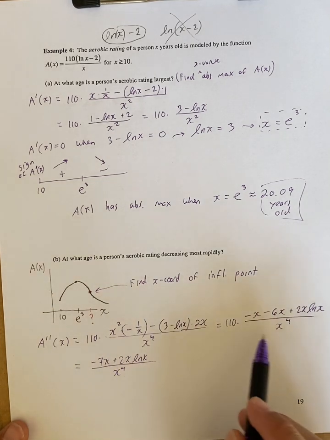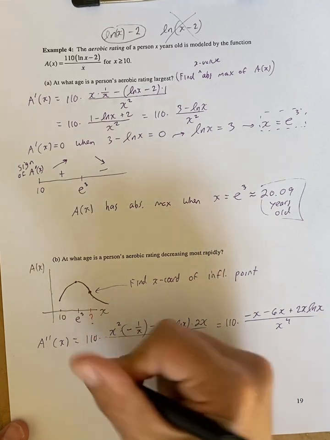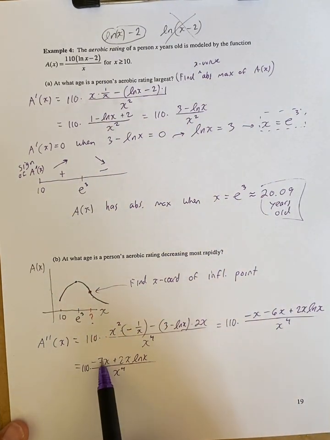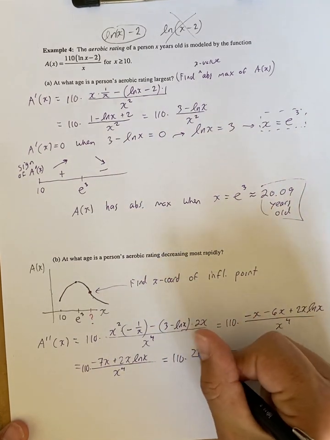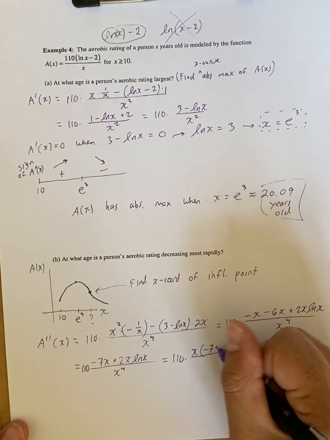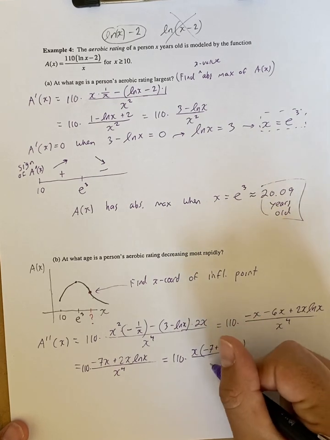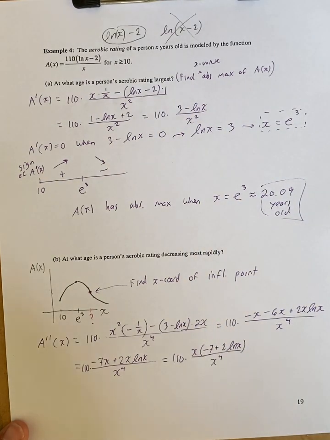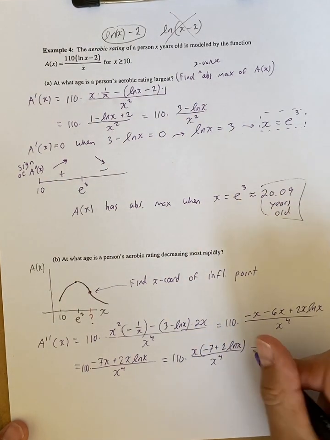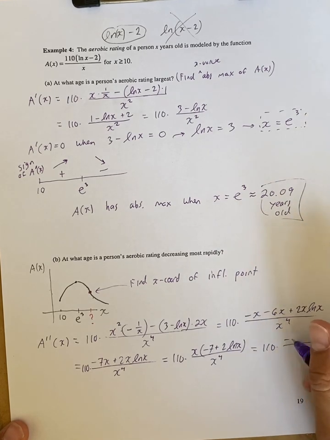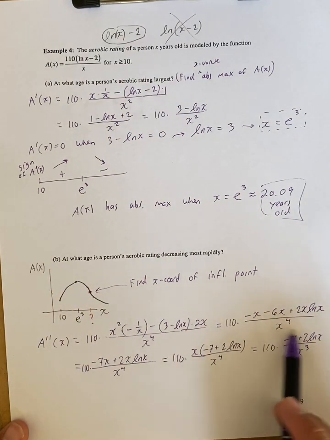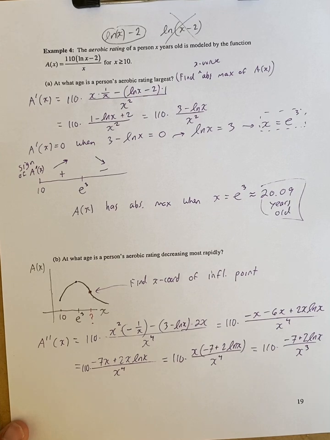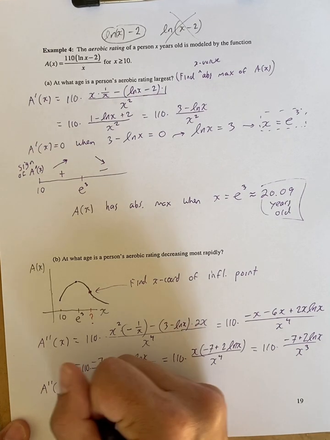What I will do, though, is, oh, I missed that factor of 110 that's in front, even though it's not going to matter. I want to factor an x out of the numerator. So I'm going to have x times negative 7 plus 2 ln x all over x to the fourth. And then this x over that x to the fourth can reduce. And so I'll have negative 7 plus 2 ln x over x cubed. This now is the fully simplified form of our second derivative. So now let's find out when that equals 0.